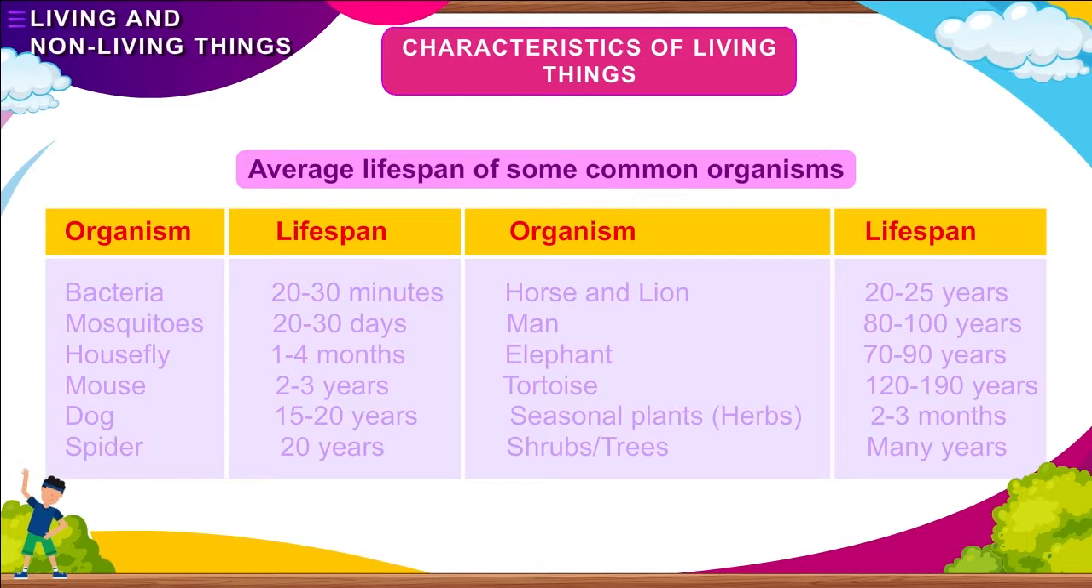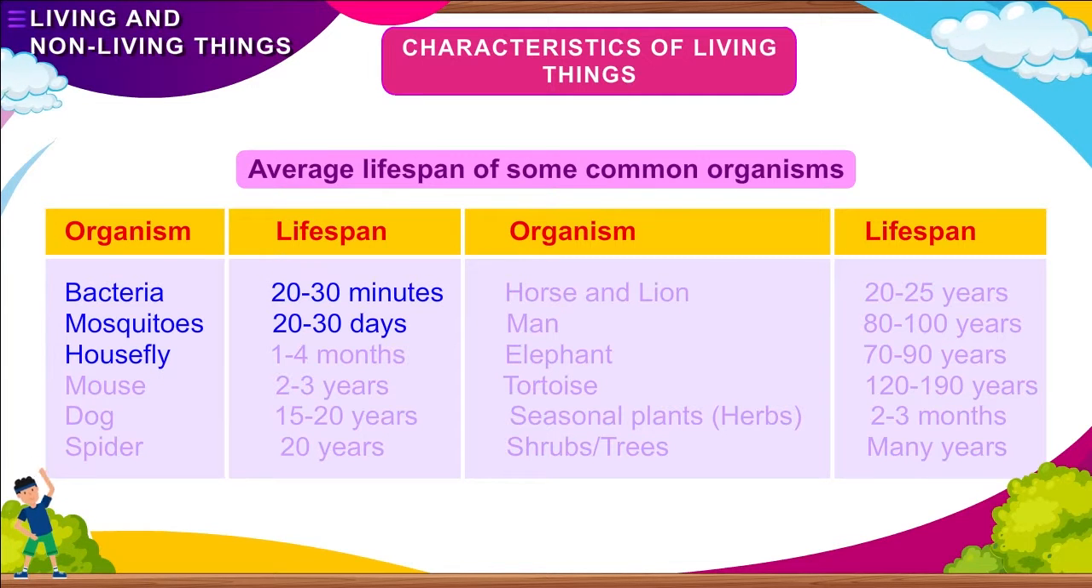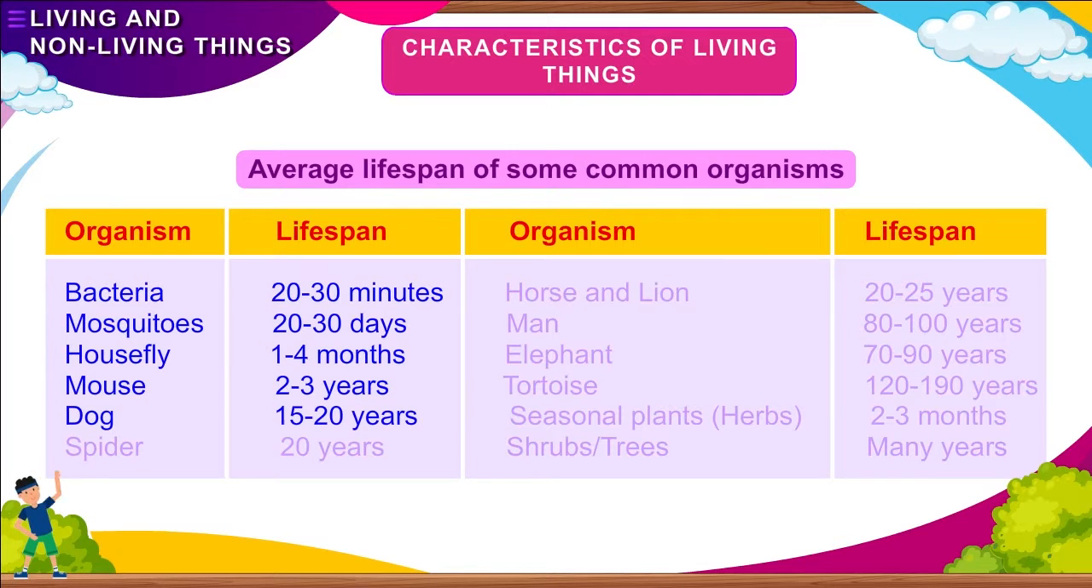Average lifespan of some organisms. Organism, lifespan. Bacteria, 20 to 30 minutes. Mosquitoes, 20 to 30 days. Housefly, 1 to 4 months. Mouse, 2 to 3 years. Dog, 15 to 20 years. Spider, 20 years. Horse and lion, 20 to 25 years.